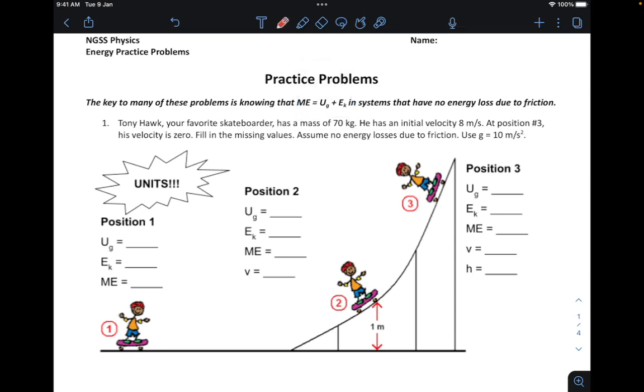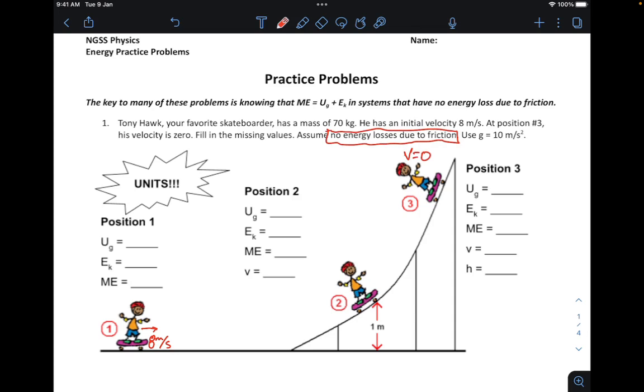So problem number one, Tony Hawk, your favorite skateboarder, has a mass of 70 kilograms. He has an initial velocity of 8 meters per second. So he's cruising along here at 8 meters per second, and he has a mass of 70 kilograms. At position number 3, so when he's way up here at the top of the ramp, his velocity is 0. Fill in the missing values. Assume no energy loss is due to friction.